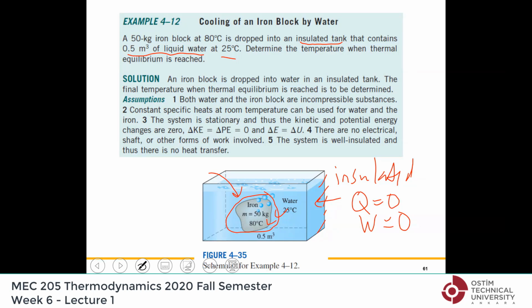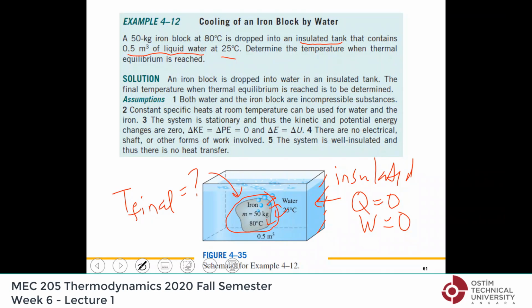When thermal equilibrium is reached, that is, iron transfers the heat to the water as its temperature drops from 80 degrees to whatever, because it will not be 25, because water will be heated, right? It is absorbing all that heat. There will be something in between 25 and 80. What is that common temperature? So what is T final? Okay, this is the question.